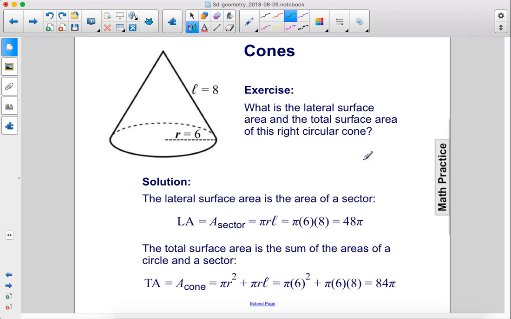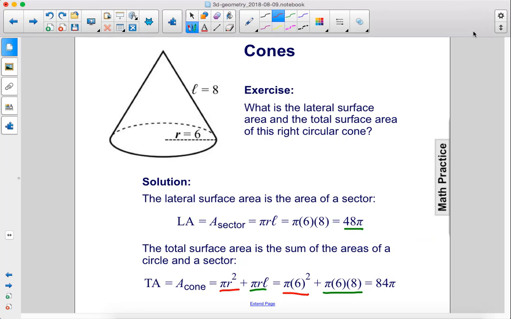Here is our solution. The lateral surface area is the area of a sector, so pi r l, so 48 pi. The total surface area is the sum of the areas of a circle and a sector. So we take our 48 pi and we put it right in there, pi r l. So we have the 48 pi there. And our pi r squared is going to be 6 squared times pi, and when you add them together, 84 pi.